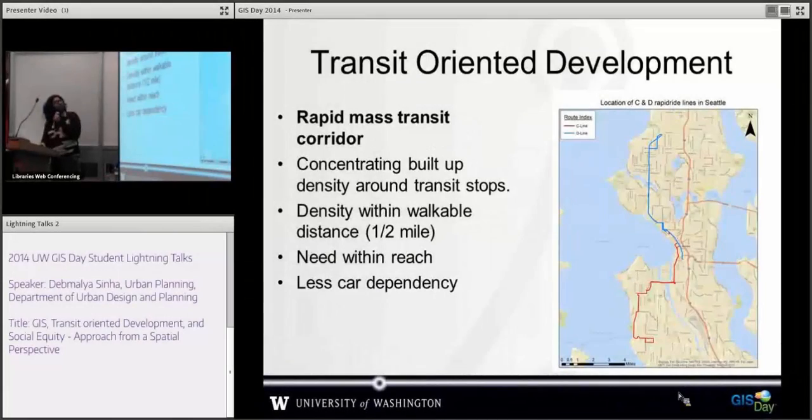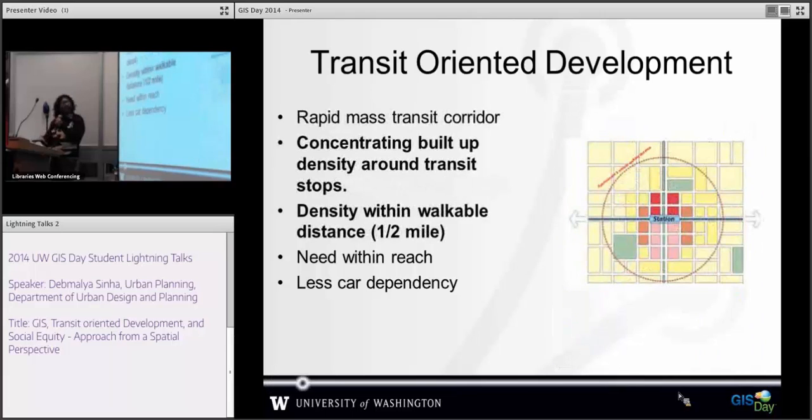So transit-oriented development, that's now in motion, is basically development of a dense built environment along a rapid mass transit corridor where high frequency transit is there. You concentrate the development around the stops, and the density within a walkable distance comes into factor.